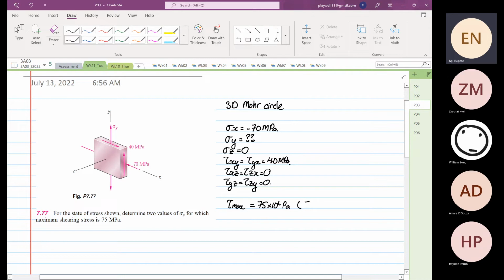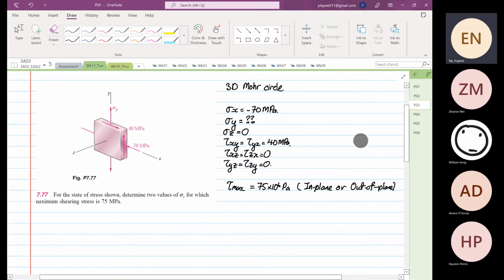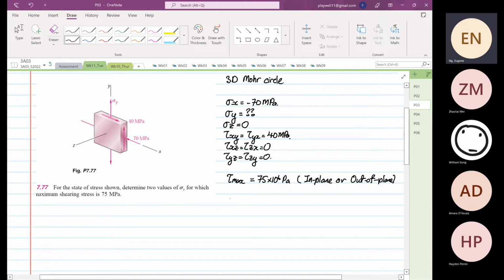And this can be in plane or out of plane, either one. And we know that the stress U, like what I've written earlier. Now, this is from material mechanical property.